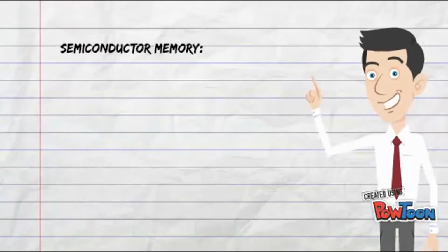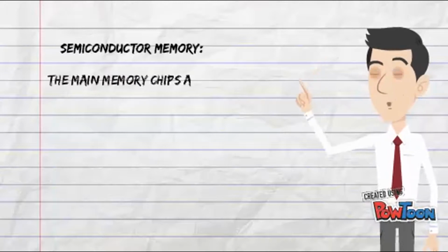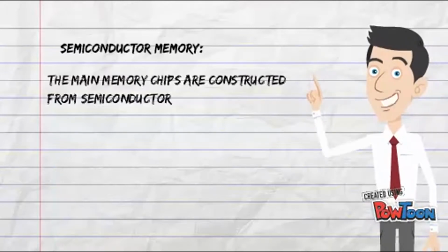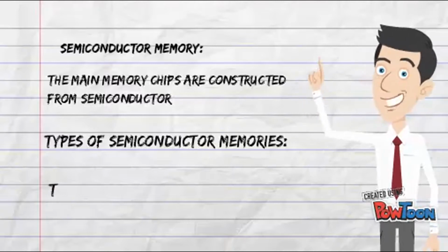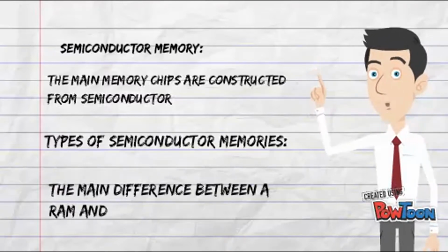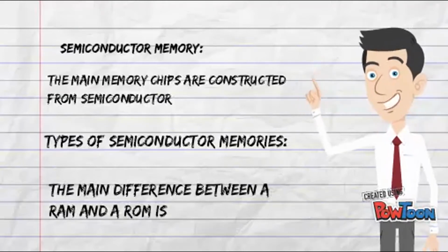Semiconductor memory. The main memory chips are constructed from semiconductor. Types of semiconductor memories: RAM and ROM. The main difference between a RAM and a ROM is that RAM is volatile while ROM is non-volatile. RAM is written under normal operation. ROM is programmed outside the computer.